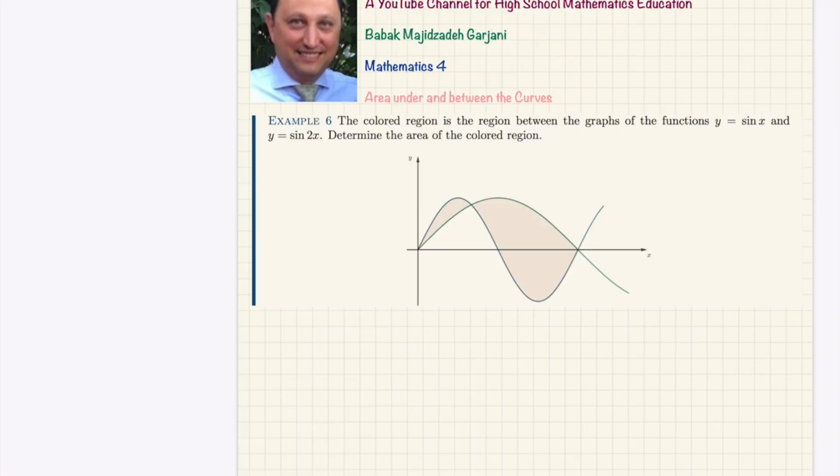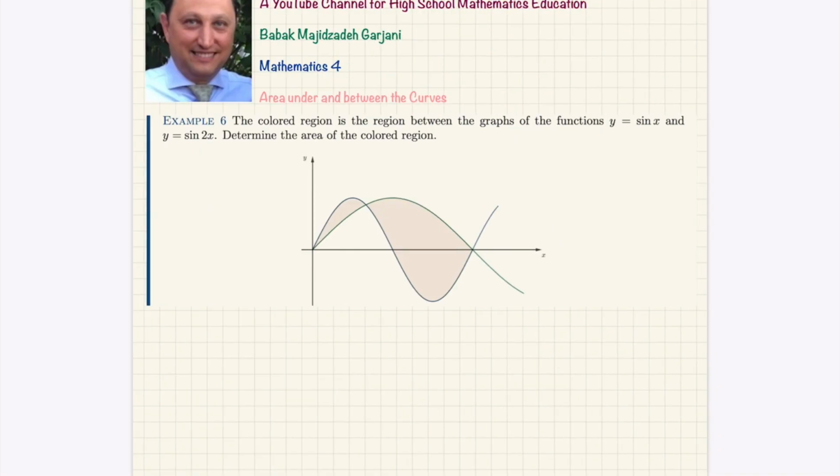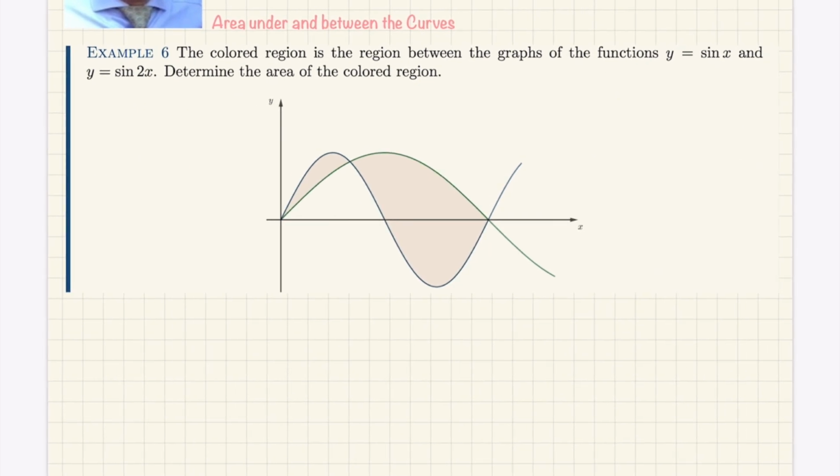Good. Let us go to the other problem. Now, this is the first time that we are dealing with two curves. I saw that the problems in the book for the two curves are actually hard, harder than the usual problems in the book. So here, let me read the problem for you.